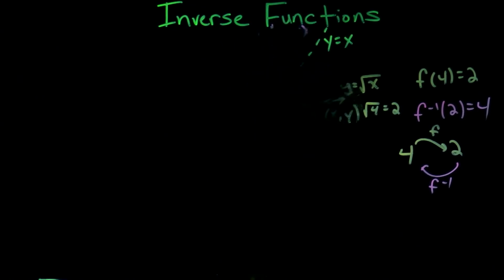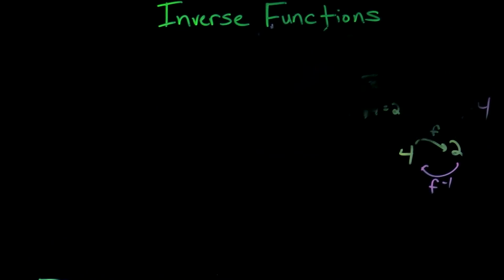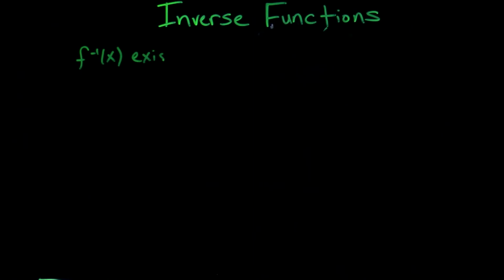Okay, because we want to remember what it means for something to be a function. In order for something to be a function, its graph has to pass the vertical line test. What that means is every vertical line intersects the graph of the function at most once. And that means that for every x, or every input, there is at most one y, or one output. So f inverse of x exists if f(x) is 1 to 1.